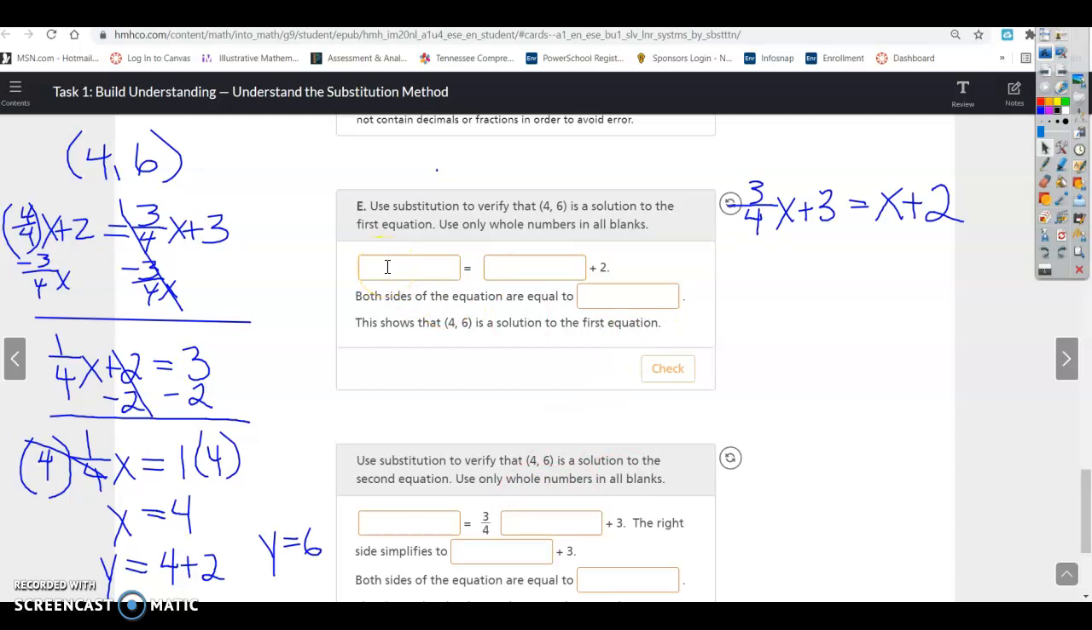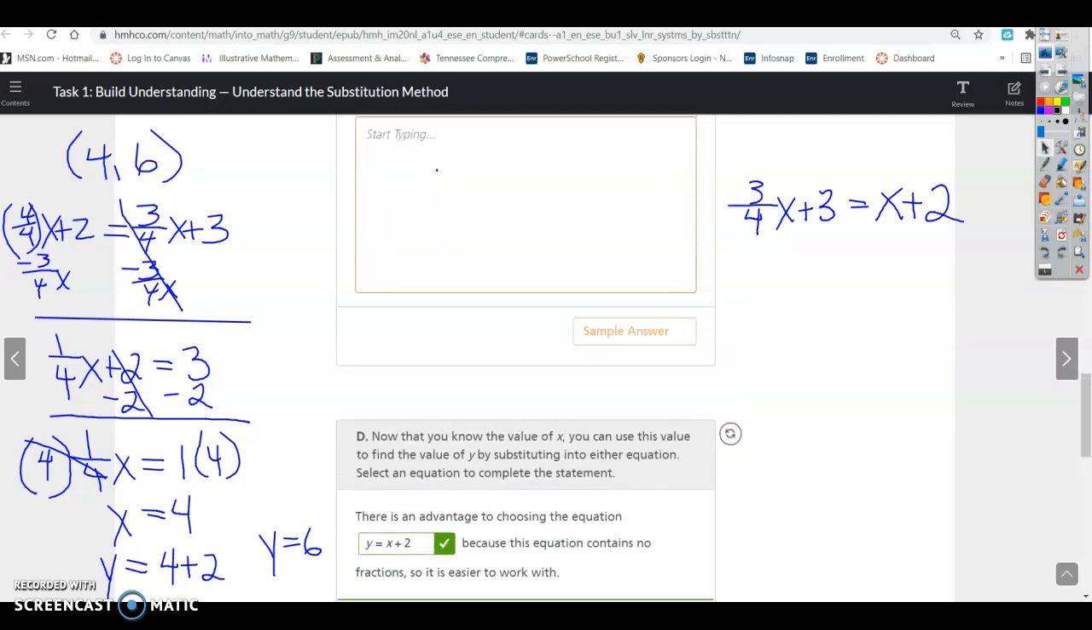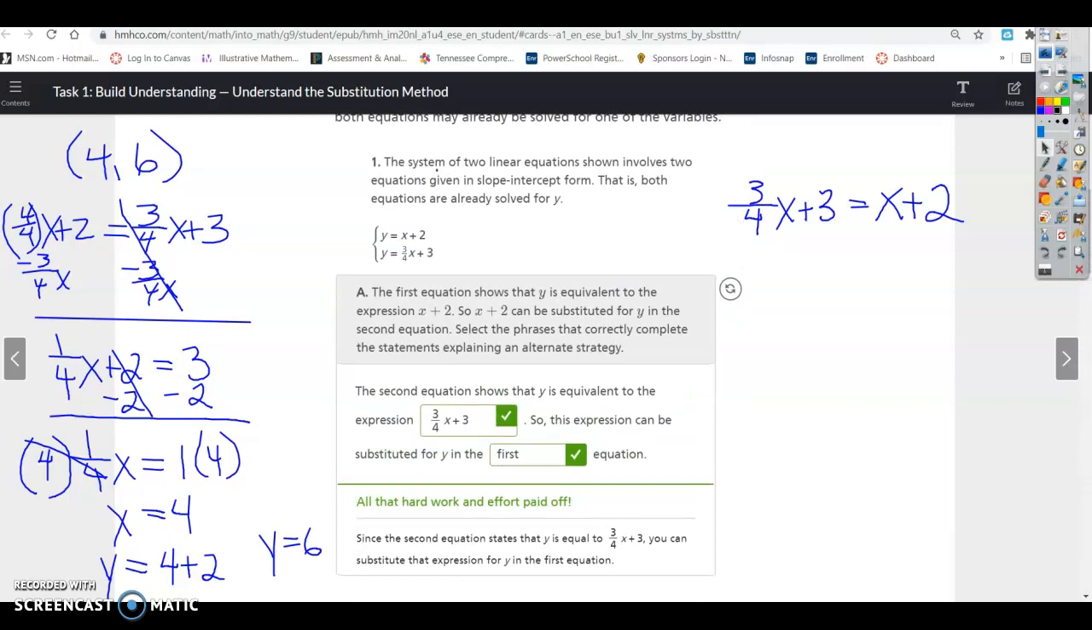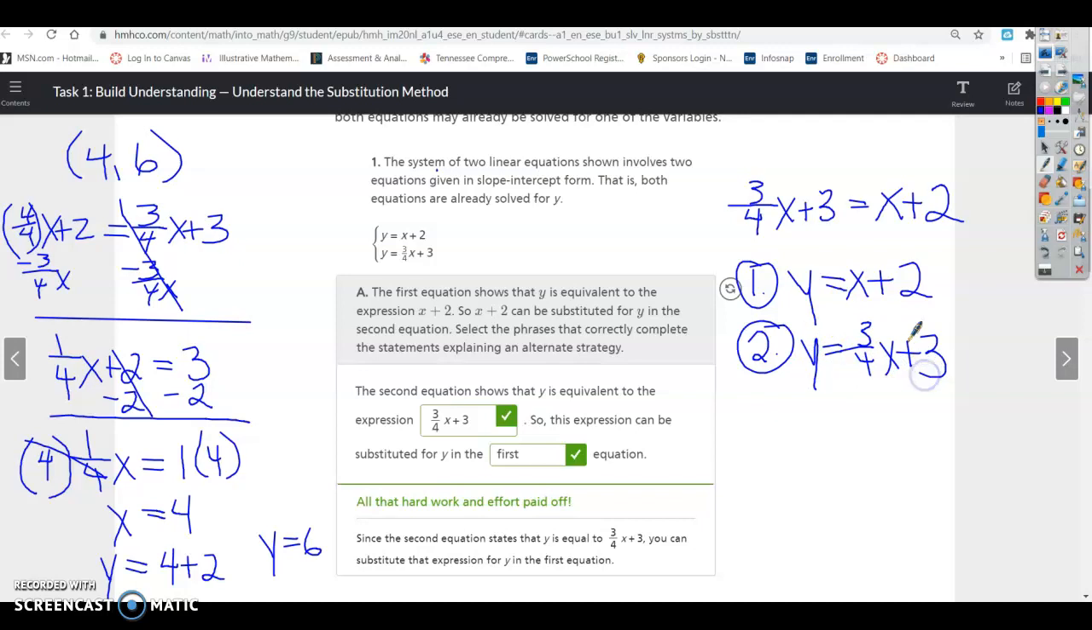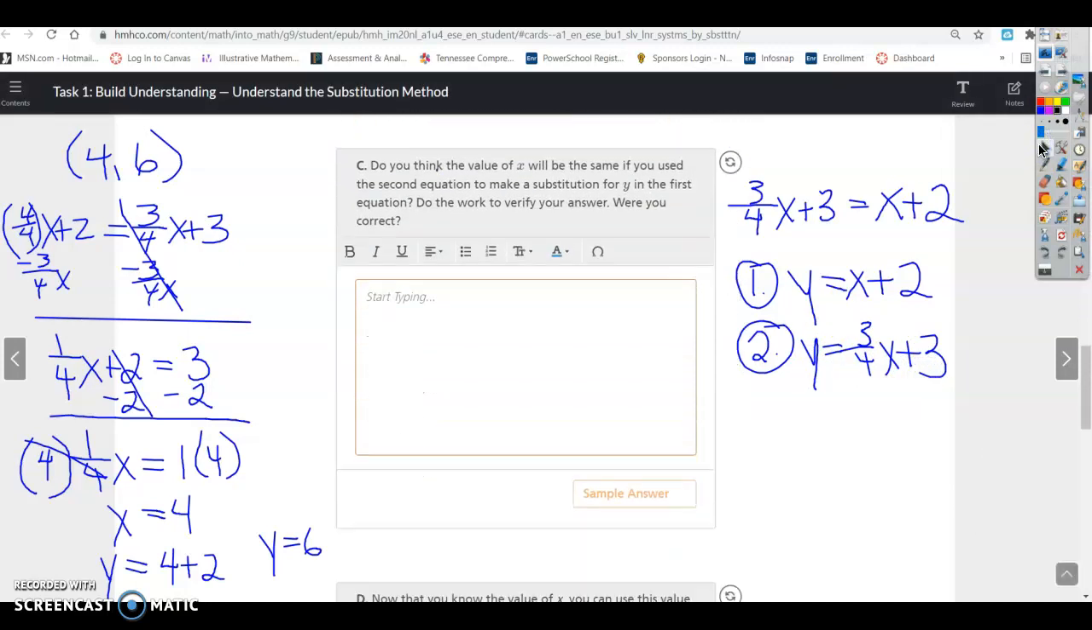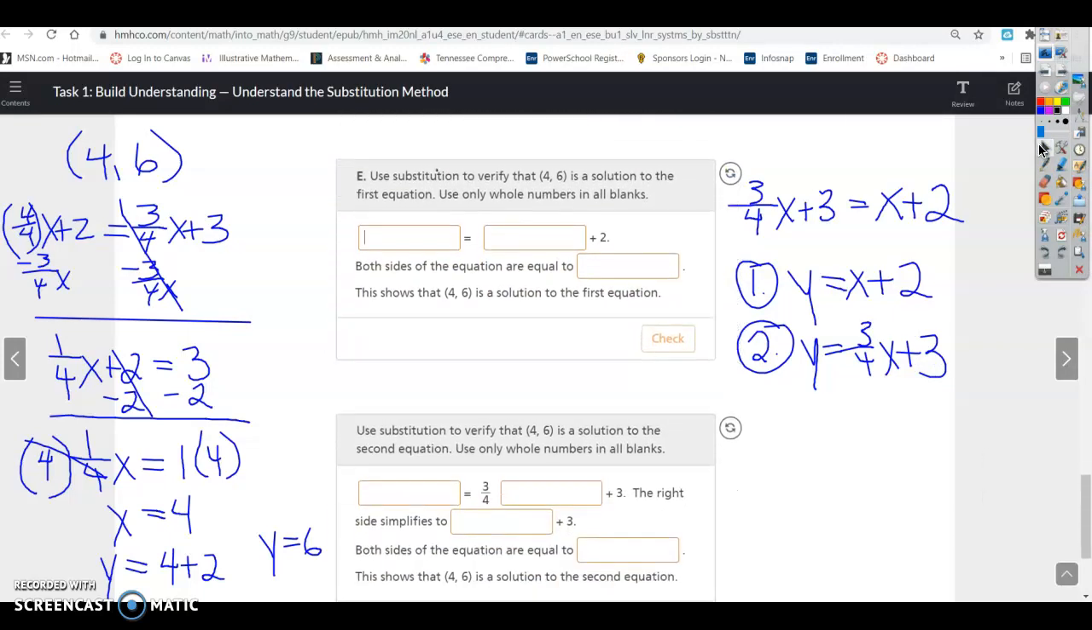All right, so we're going to say equation 1. If you look at equation 1, we're going to plug the values in. Let me write down equation 1 again. So equation 1 is y equals x plus 2. This was equation 1. And equation 2 is y equals 3/4 x plus 3. All right, that way I don't have to keep going back up to see what the equation is.